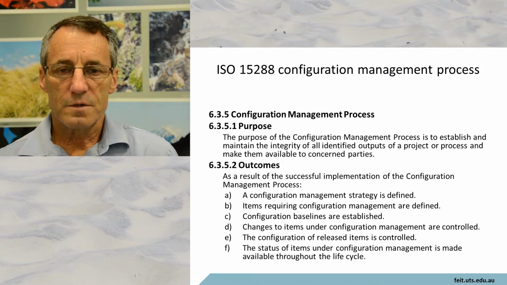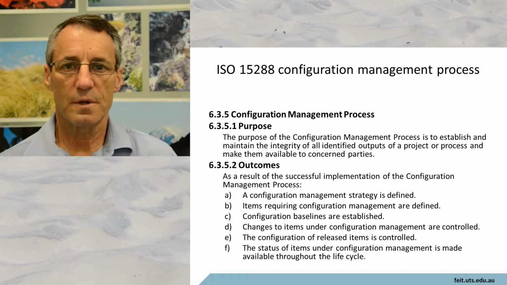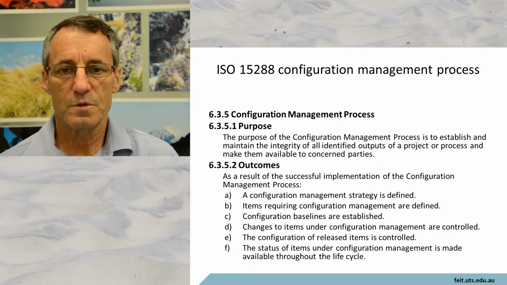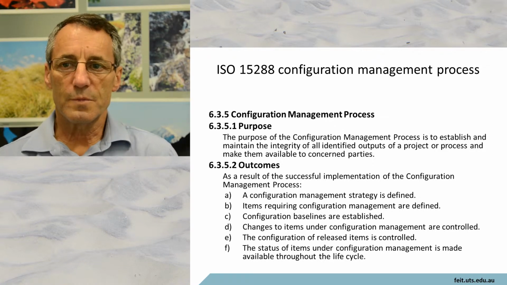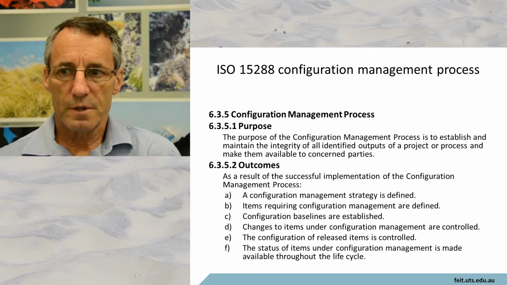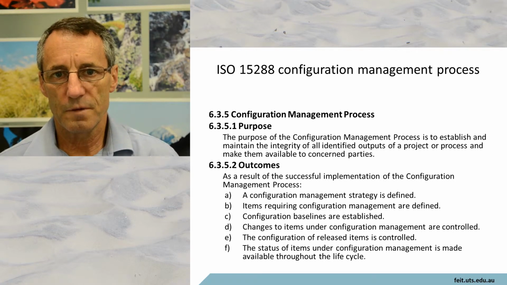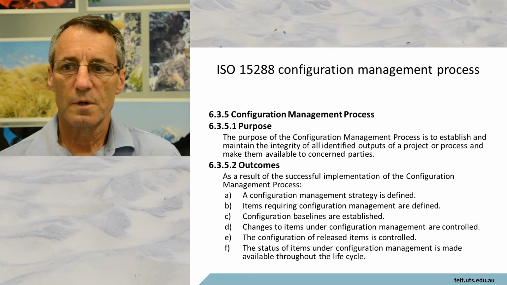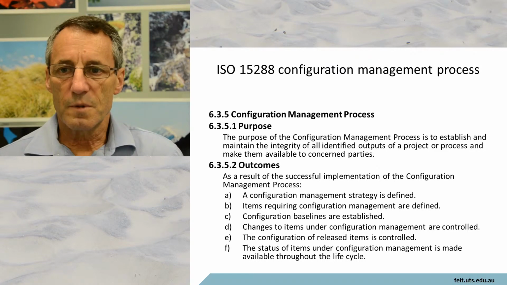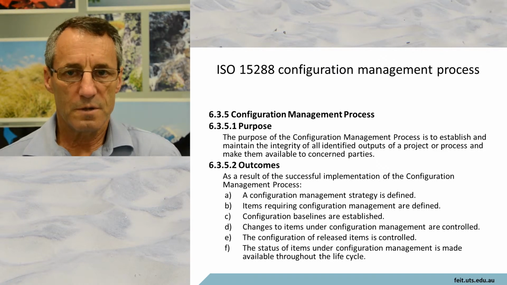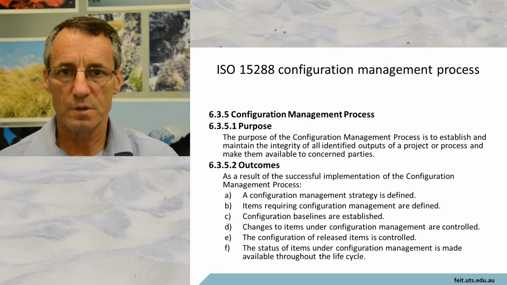There are various outcomes called in these processes. They're defined in terms of a purpose and outcomes that show that purpose is being achieved. The outcomes that 15288 talks about is that a configuration management strategy is defined. So there's some sort of a strategy defined that controls how the configuration management is used. Items requiring configuration management are defined. So you define what has to be managed. A configuration baseline is established.